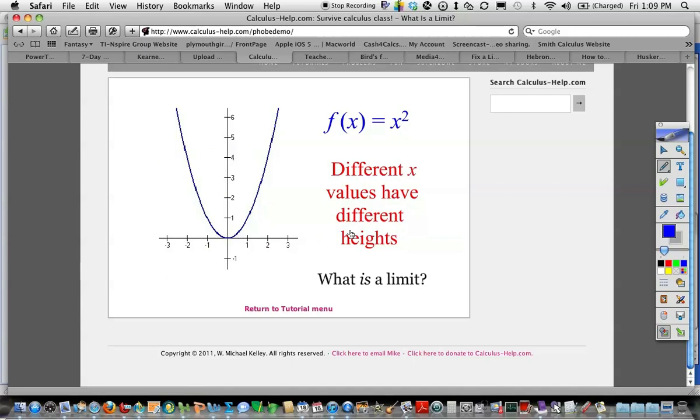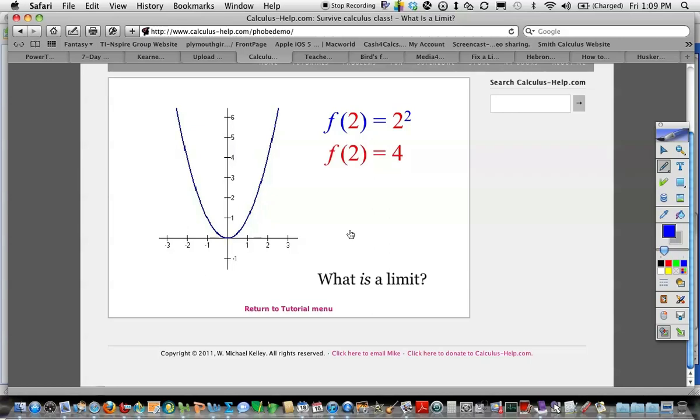For example, what if I look at the function height that corresponds to x equals 2? Well, it's not very difficult to figure out exactly how high that function is going to be when x equals 2, because all I have to do is plug in that x value into the function to figure out what that height will be. So, if I plug 2 into x squared, I get 2 squared, or 4. This means that the function reaches a height of 4 whenever x equals 2.